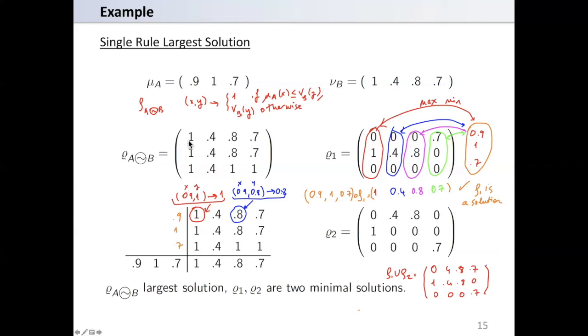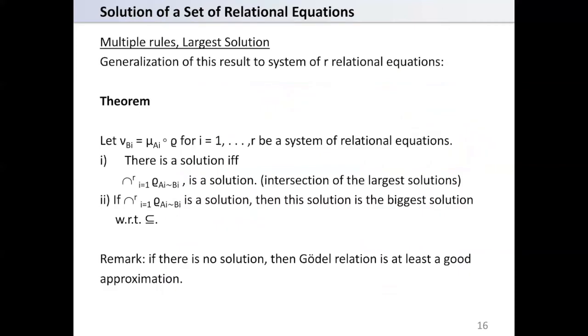However, still, it is the largest possible relation close to the solution. So, the Gödel relation is the largest solution. Row 1 and row 2 are two minimal solutions for this example. Suppose that we have multiple rules. Again, we are trying to find out the largest solution. This is a generalization of the previous result to a system of relational equations. This theorem is related to finding the largest solution.